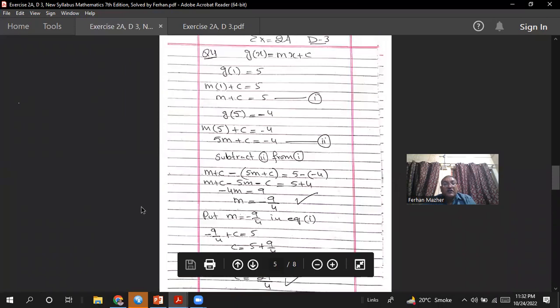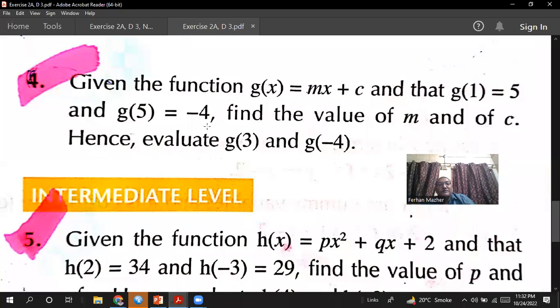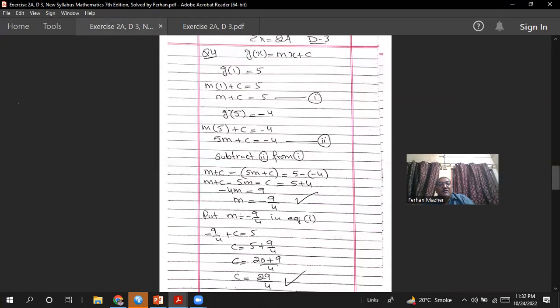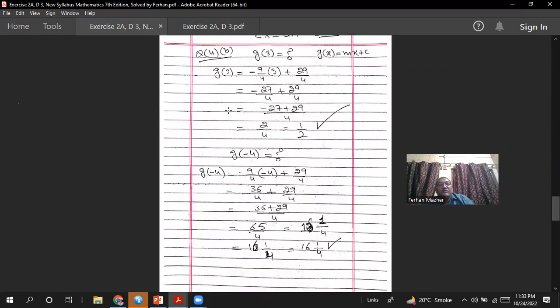Okay. Now I think the whole question is showing up on your screen. The size on your screen will be very small now, but this is the whole question. You can zoom in and look at this question. Okay, so we are done with question number 4. Then he says, hence evaluate g of 3. He says, find the value of g of 3.